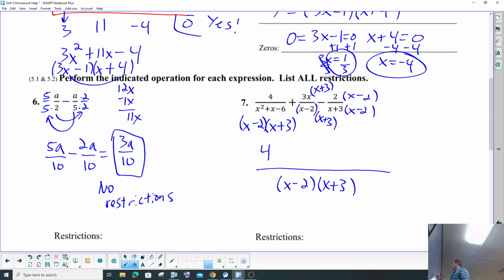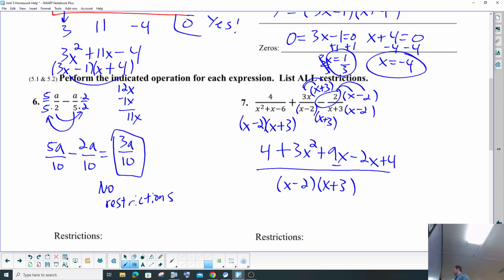So we get 4 plus 3x times x is 3x squared. 3x times 3 is a 9x. Now watch out on the next part. Watch out for the negative. So that's actually going to be a negative 2 that we're distributing through. So that's a negative 2x and a positive 4. There we go. Nice. So we're going to combine like terms.